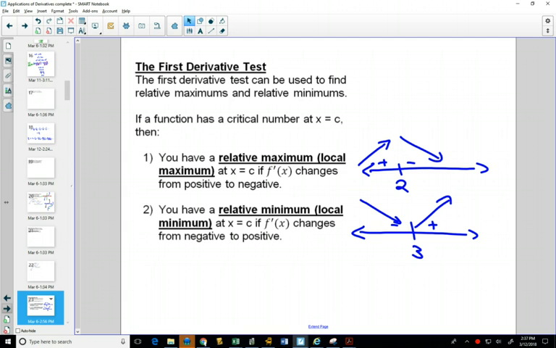Similarly, if your derivative changes from negative to positive, plugging a number into your derivative, if you get a negative, that means your function is decreasing. And then afterwards, plugging in a value, if you get a positive value in your derivative, that means your function changes to increasing, then you would have a local minimum.